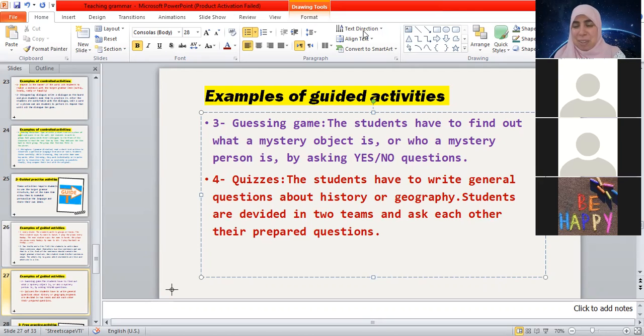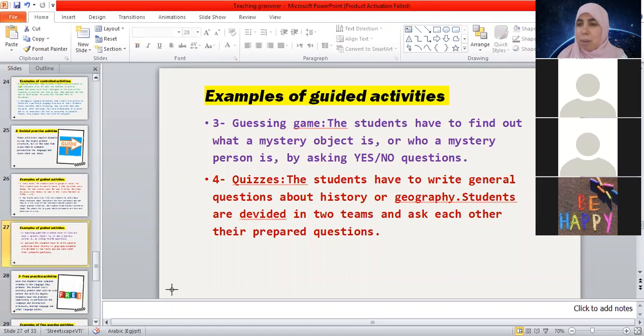So you can do this activity with your students. I think it's suitable for young learners. We have a lot of lessons about animals and food items, so you can use this activity to let them guess while asking yes, no questions only. Okay, so this is a guided activity. Let's move to type number 3. Remember what's type number 3?